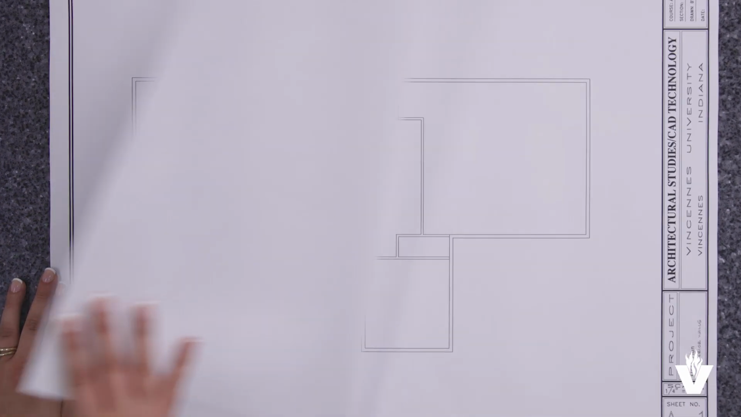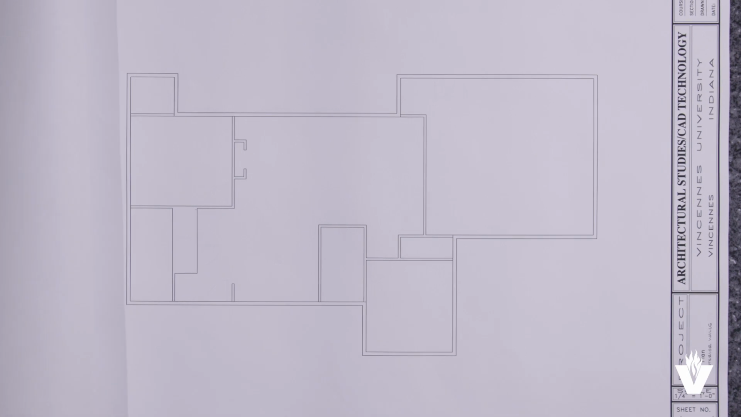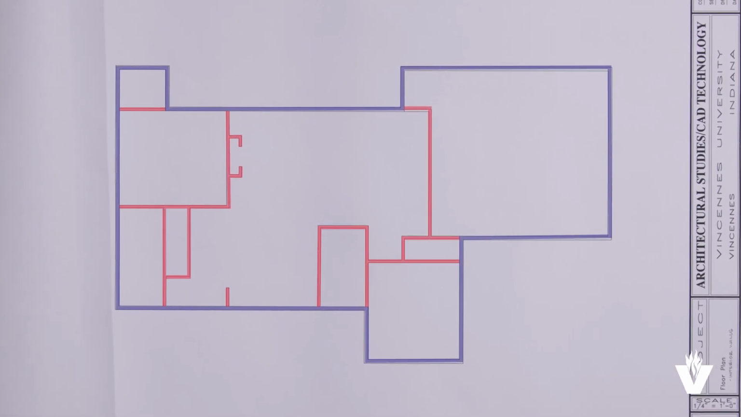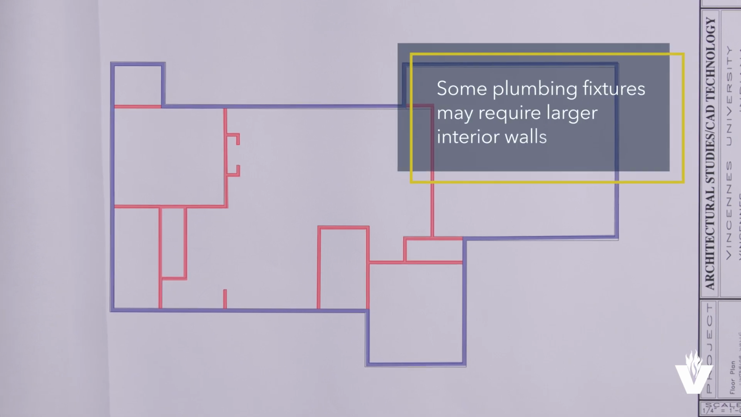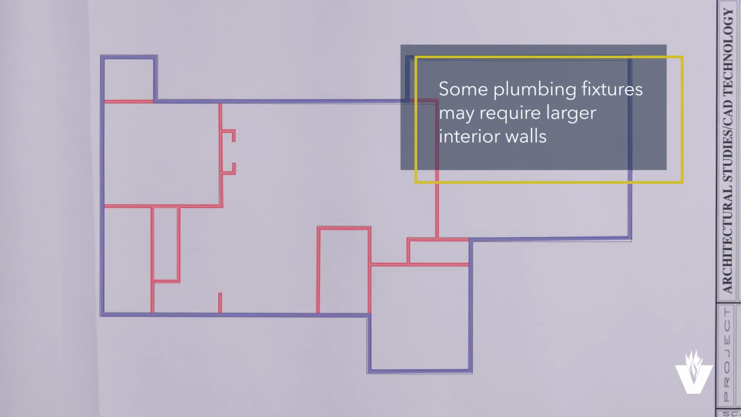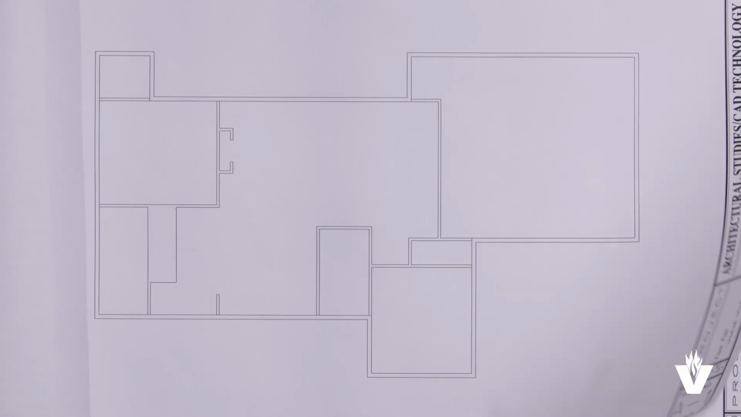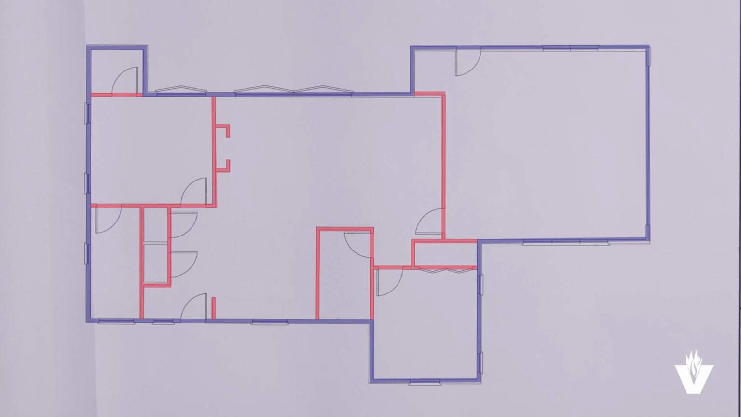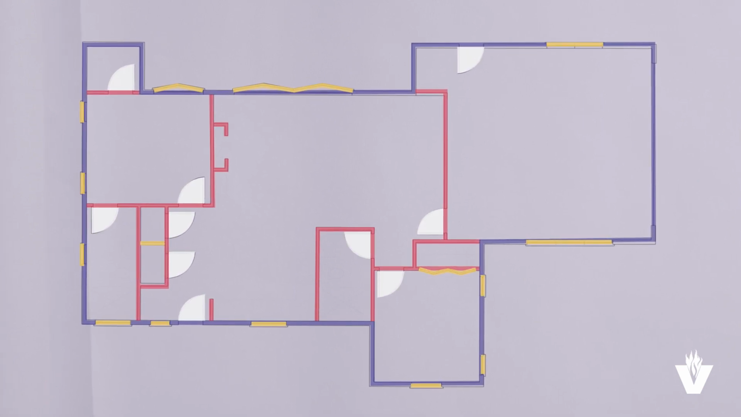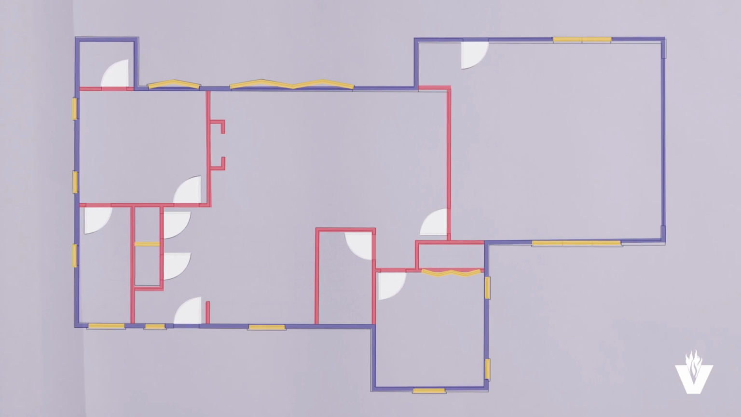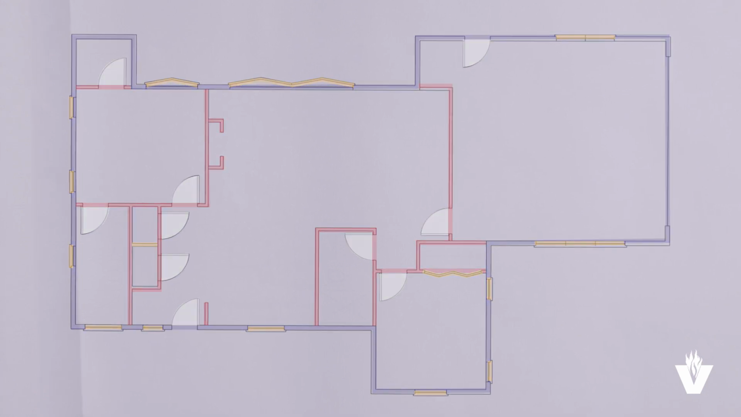Next, move on to adding your interior wall placement, making sure to include the spaces needed for the material. Any type of plumbing fixture in a wall will need a space that is larger than a standard 2x4 wall. After your walls are placed, you can begin adding in your interior and exterior doors and windows. Remember to think about what your doors and windows will look like in your building's elevations.